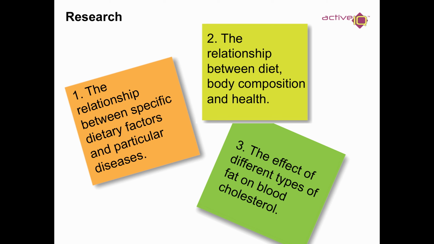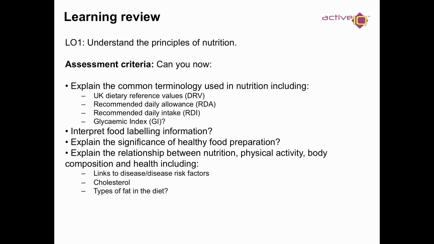And number 3, you might also want to have a look at the effects of different types of fat on blood cholesterol. We did cover that a bit when we talked about fat, so have a look at polys, monos, saturateds, and what they can do to the body's cholesterol. So, we should have covered all these off. We should know what all those terms now mean, and we've really gone into detail looking at the food label and how to interpret a food label.